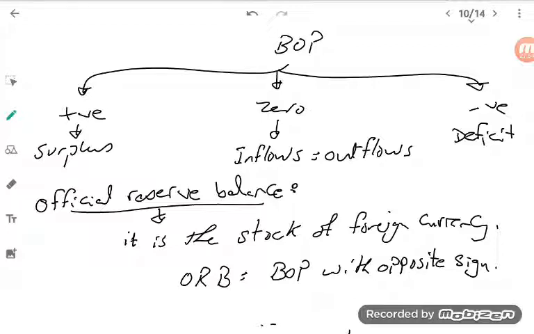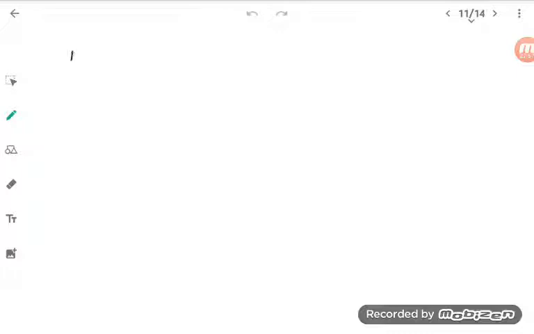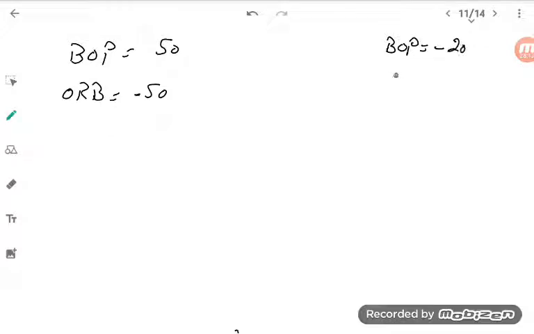This means if BOP equals 50, then official reserve balance will be negative 50. If BOP is negative 20, official reserve balance will be 20. So it is the same value with opposite signs.